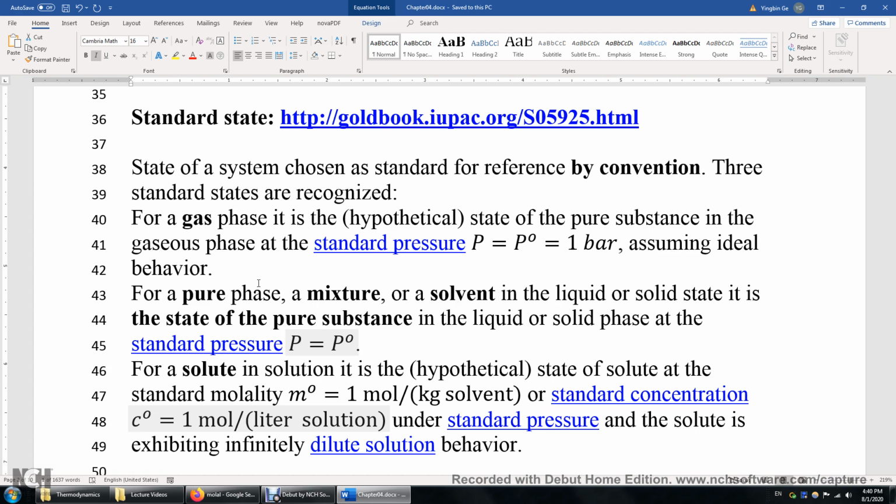2. For a pure phase, a mixture or solvent in the liquid or solid phase, it is the state of the pure substance in the liquid or solid phase at the standard pressure. Again, P equals P naught, very important. The solvent, the pure phase, is feeling this 1 bar pressure.